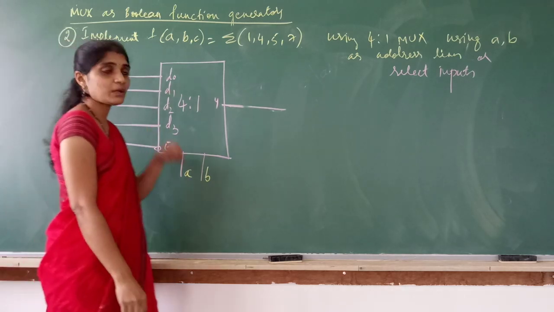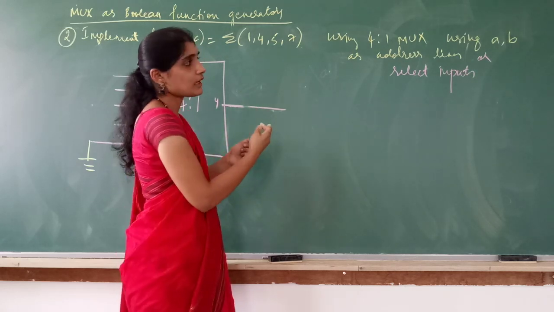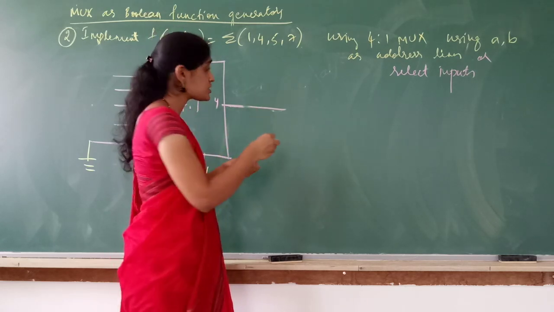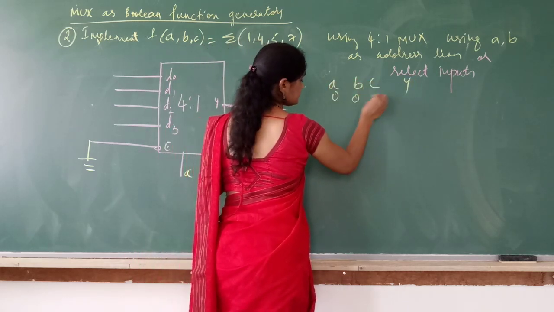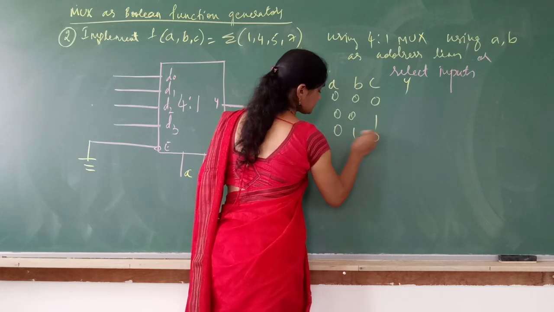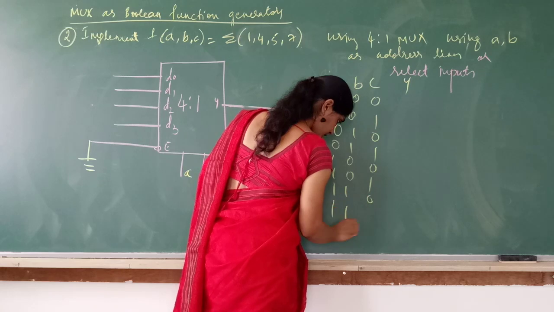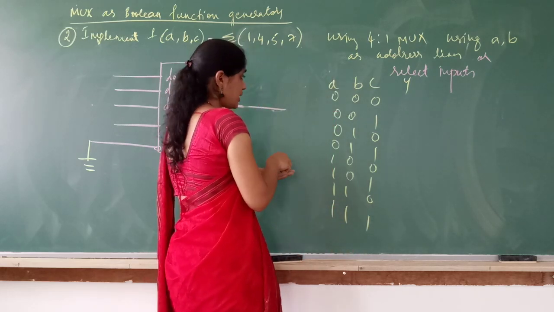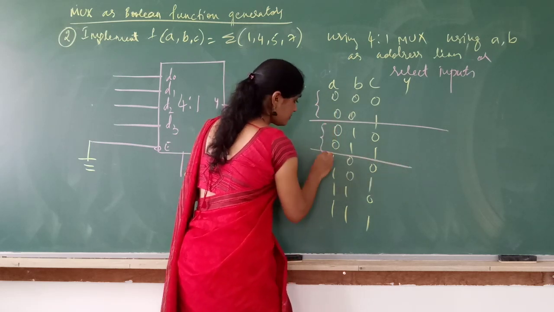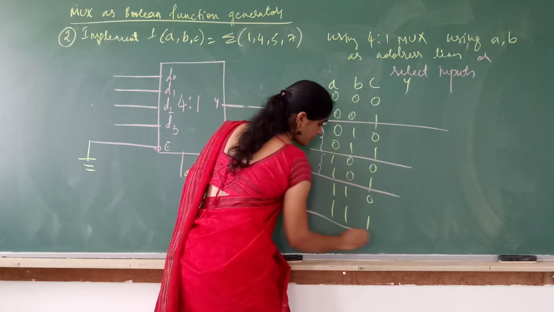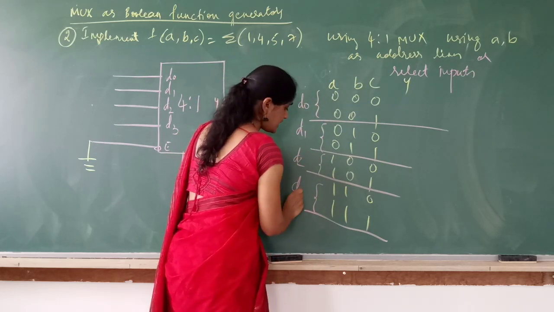Now let me write the truth table method. You can use either the K-map method or the truth table method. I feel the truth table method is simpler. So let me use the truth table method. I write the truth table. Combinations 0, 0 for these two, 0, 1 for these two, 1, 0 for these two, 1, 1 for these two. So this is D0, D1, D2, D3.